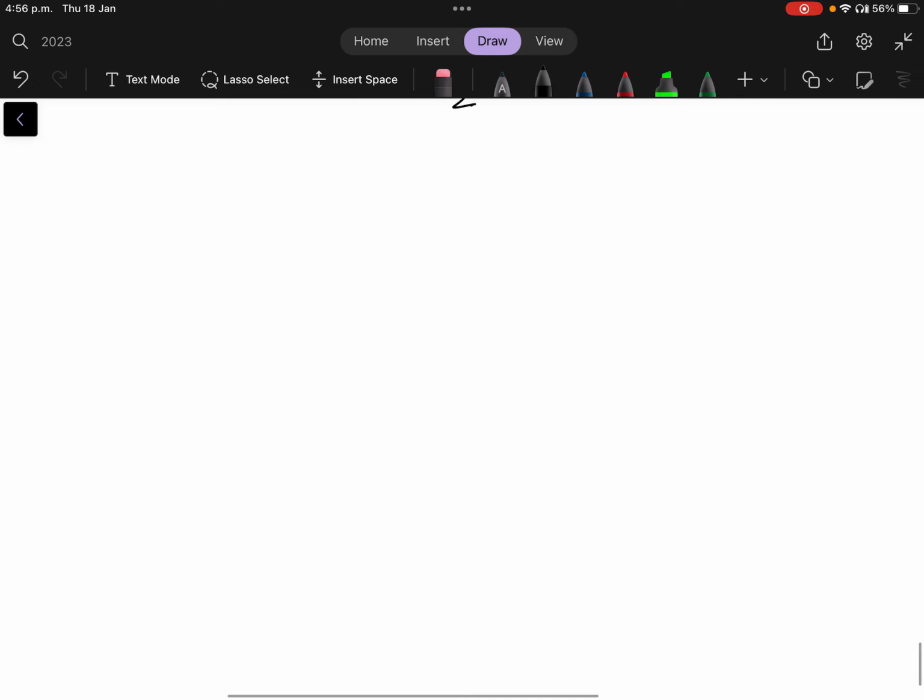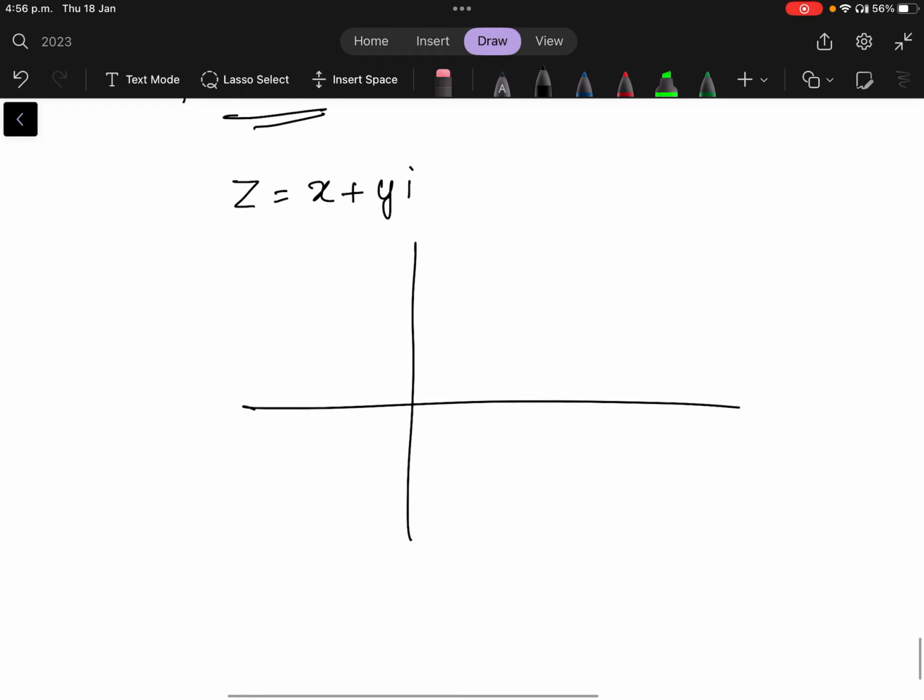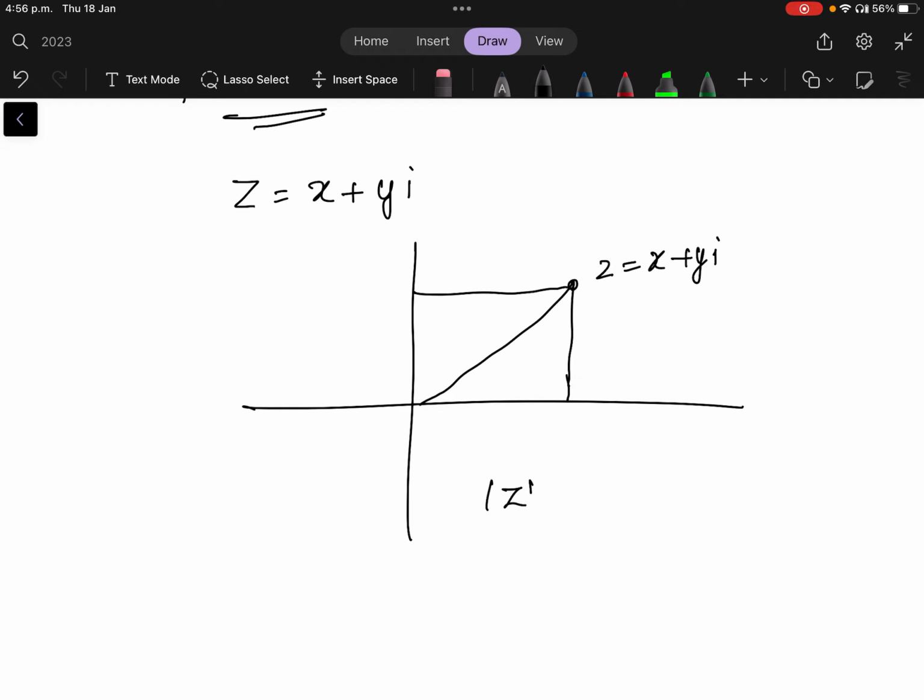Okay, and the last thing you have to learn here, sorry, one more thing, is the polar form of the complex number. The normal form of the complex number is x plus yi. Now if you have a complex number like this, and you are trying to represent it in an Argand diagram, it is x plus yi. Now we know how to find the modulus of this. The modulus of this number is equal to the square root of x square plus y square.